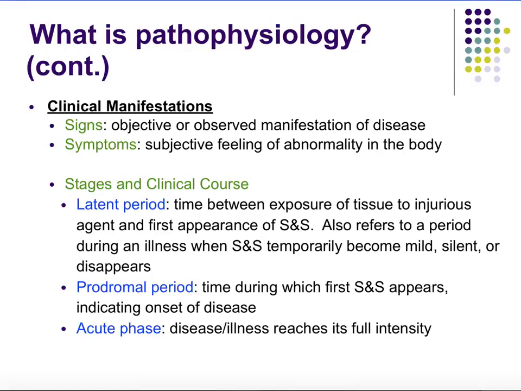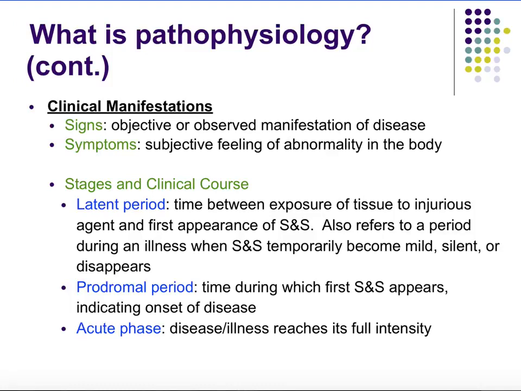Then we have clinical manifestations. So manifestations include signs and symptoms. So signs are the objective or observed manifestations of the disease, whereas symptoms are subjective feelings of abnormality. So if you feel like you have a headache and you feel lethargic, those would all be symptoms. If you have a bruise, that would be a sign. We also have different stages and clinical courses.